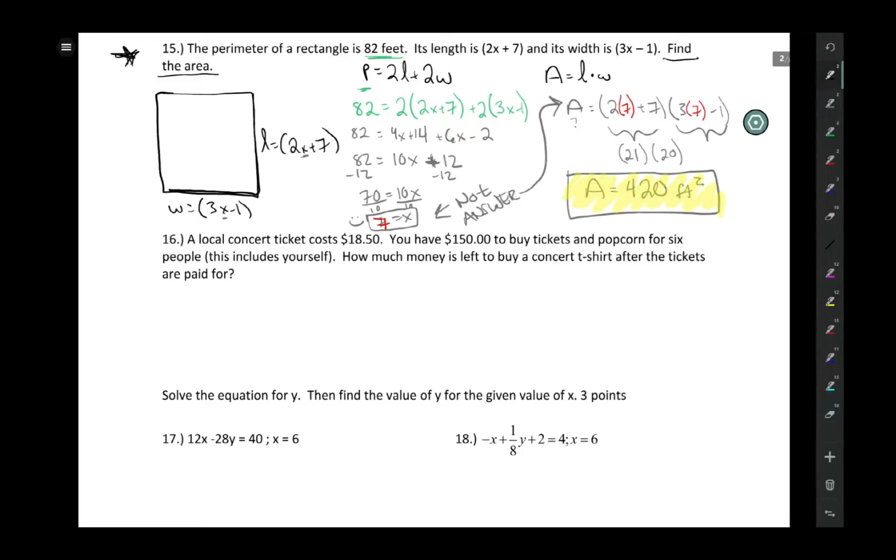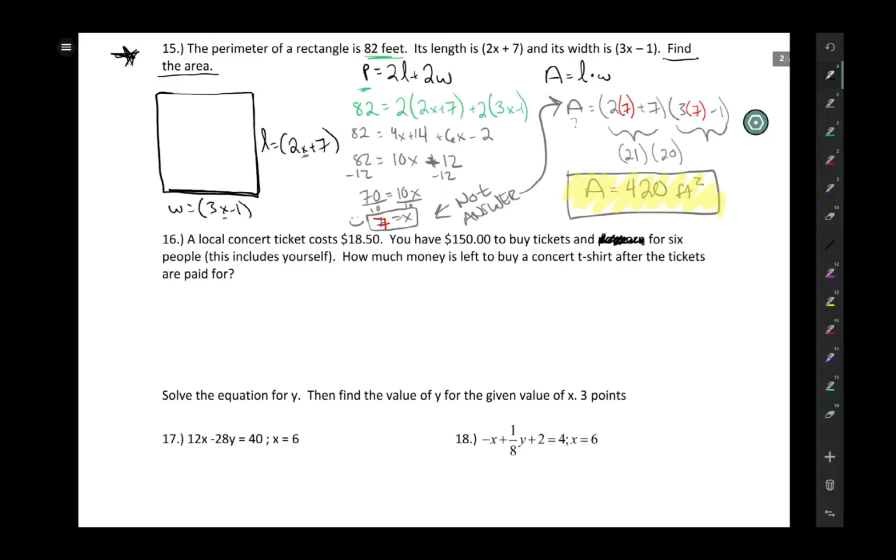A local concert ticket costs $18.50. You have $150 to buy tickets and popcorn. Popcorn's a typo, actually. You're not buying popcorn at this concert. Sorry. For six people, this includes yourself. How much money is left to buy a concert t-shirt after tickets are paid for?